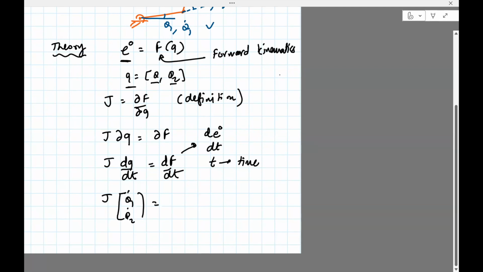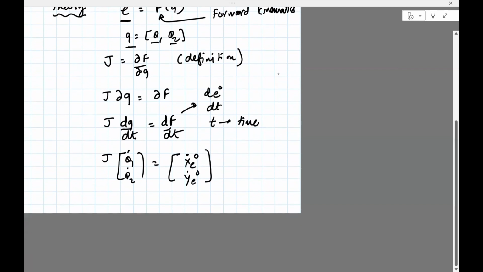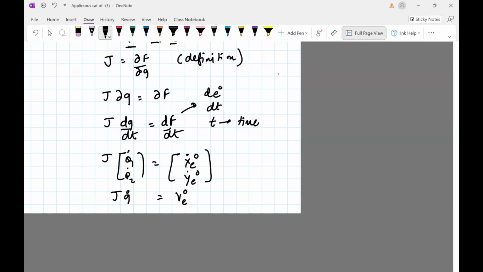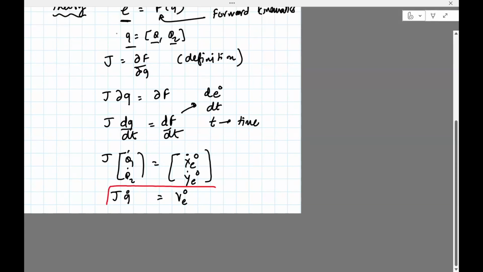And then this is dE dt. The position E has coordinates xe and ye. So if you take the derivative with respect to time, it's basically xe dot and ye dot, in frame 0. So there you have a formula which says that the velocity of point E in frame 0 is nothing but the Jacobian of the forward kinematics, df dq, times q dot, or theta dot. So that's the formula.